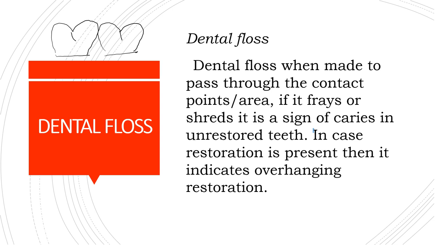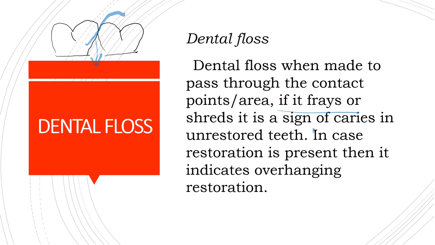Using dental floss for the detection of caries. We know dental floss is a thin thread that is made to pass through the proximal surfaces of the teeth. I have drawn two teeth out there. If we take a dental floss and pass it through the contact area, we move it downwards like this. Now, when we pull it up, we observe that the floss has frayed. That means it has torn slightly. It would indicate that there is caries present in the proximal area.